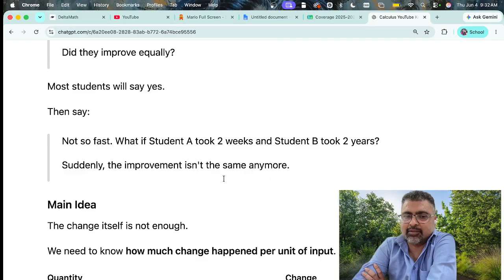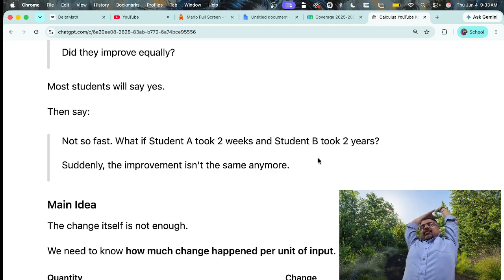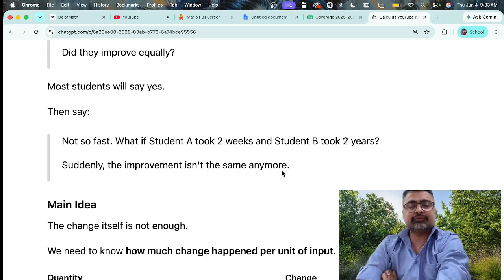So what does ChatGPT say? What if student A took 2 weeks and student B took 2 years? One got from 50 to 70 marks in just 2 weeks, the other took 2 years to go from 50 to 70 marks. So the improvement for both of these guys, A and B, is not the same. It's not the same, right? So what is the idea?